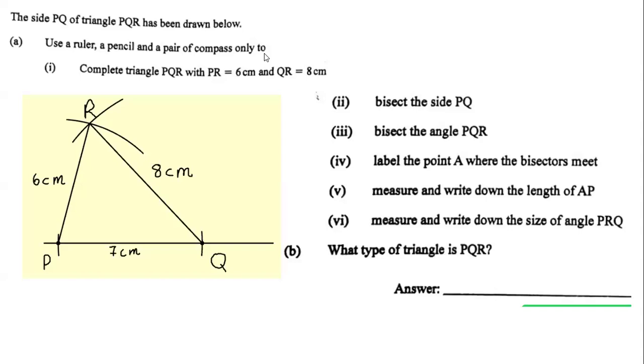Yes, sir. Go ahead and read the instructions for me. Bisect the side PQ. Bisect the angle PQR. Label the point A where the bisectors meet. Measure and write down the length of AP. Measure and write down the size of angle PRQ. What type of triangle is PQR? Very good. So what do they want us to do in this case?